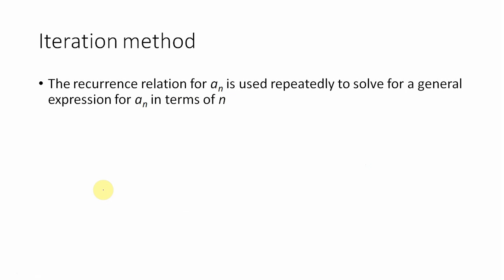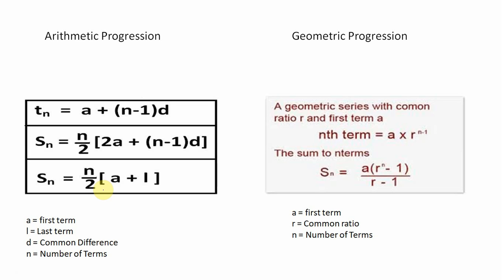In the iteration method, the recurrence relation for an is used repeatedly to solve for a general expression for an in terms of n. Although this definition seems a little bit cryptic, it will be clearer once we solve the examples. Before we actually start solving the recurrence relations, there are two things that are important. We all know what arithmetic progressions and geometric progressions are, but we have to keep these expressions in mind because they will be used while solving the recurrence relations.